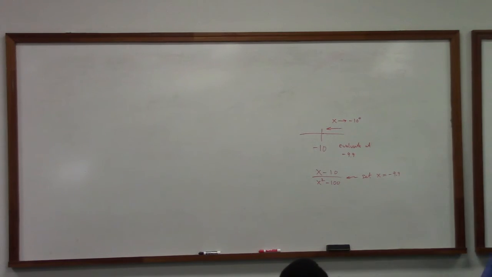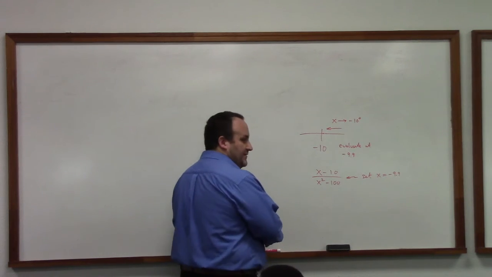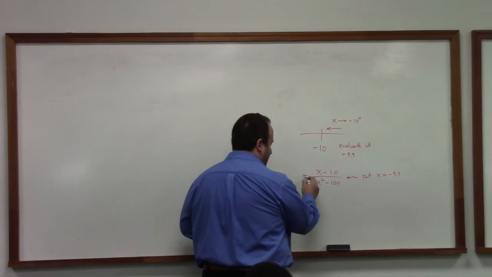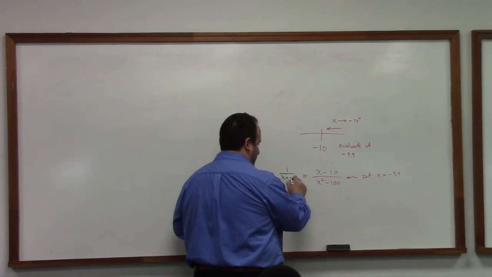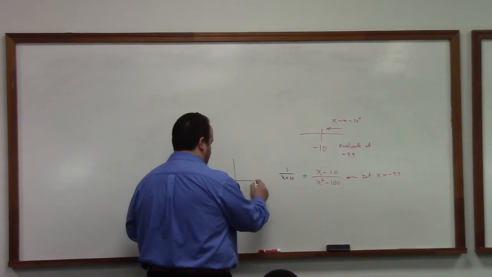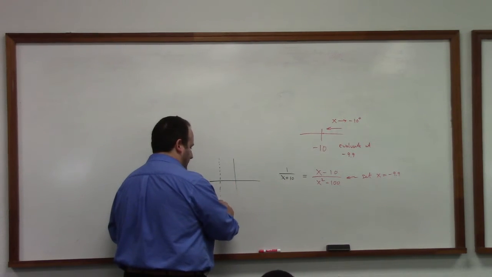Negative 9.7. I think that makes sense. I've got to think about minus 9.7. What is this equal to? This is equal to 1 over x plus 10, when you cancel it out. So it has a vertical asymptote at minus 10 if you want to graph it.